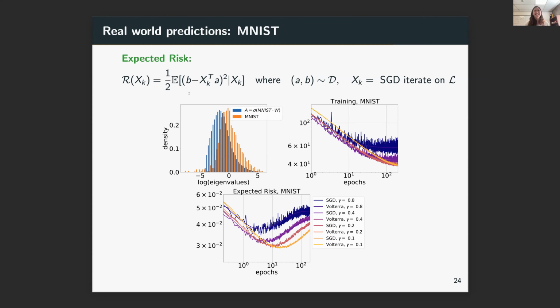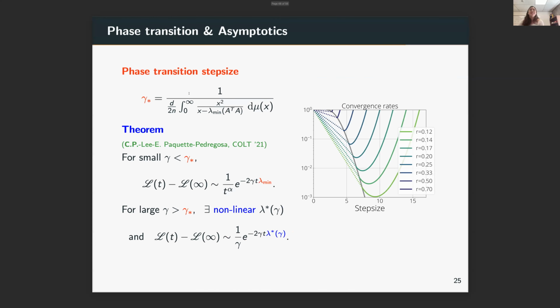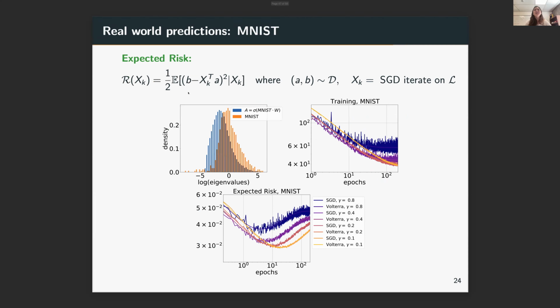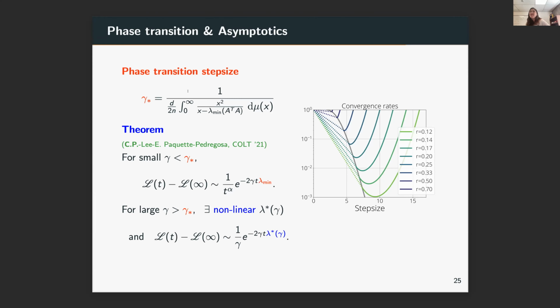Good. Okay, thanks. You can do other things for this too. You can analyze things like step sizes. You can actually analyze the behavior of step sizes.